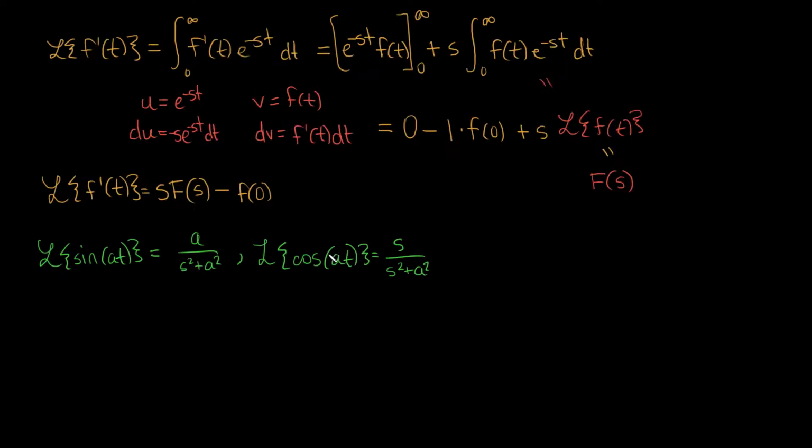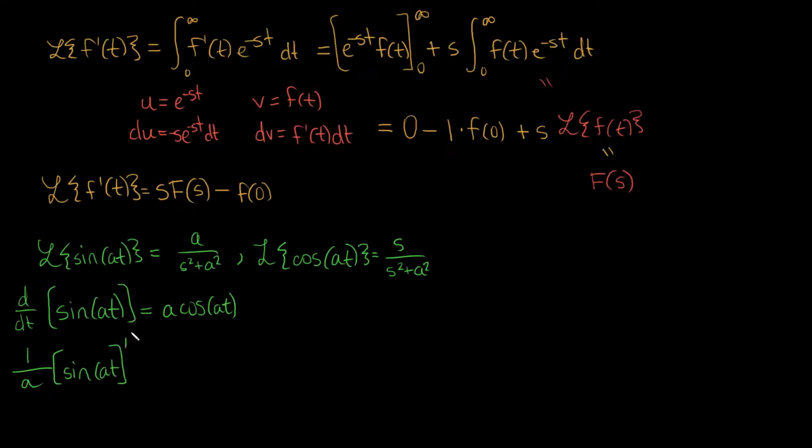Well, the cosine of at is the same as the derivative of the sine of at, but divided by the a that's going to come out. So the derivative of the sine of at with respect to t is a times the cosine of at. So if we say 1 over a times the derivative of the sine of at, this is going to be the cosine of at. Okay, now that we know this, we can plug it into our derivative formula because now we have our expression.